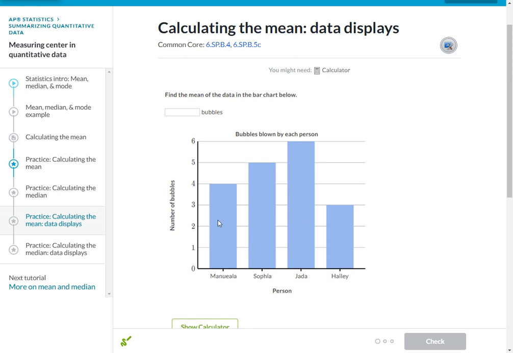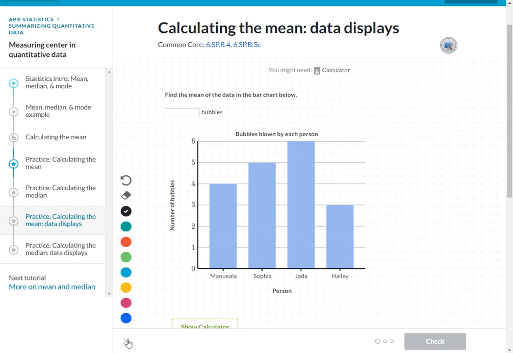Well, let's see. It says find the mean of the data in the bar chart below. So you have the bubbles blown by each person. Manuela has 4 bubbles blown. Sophia has 5 bubbles blown. Jada has 6. And Haley has 3.